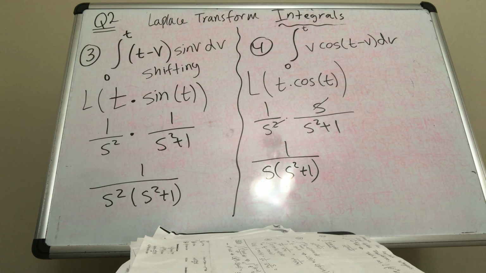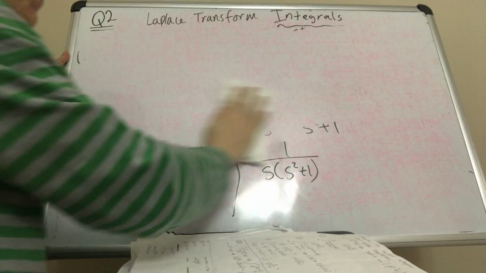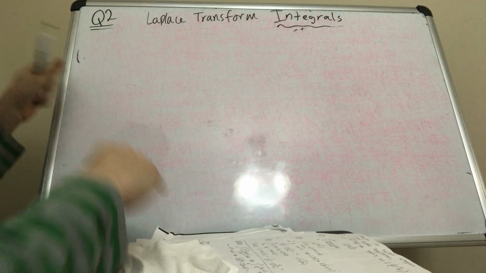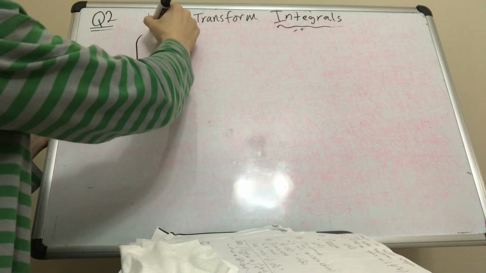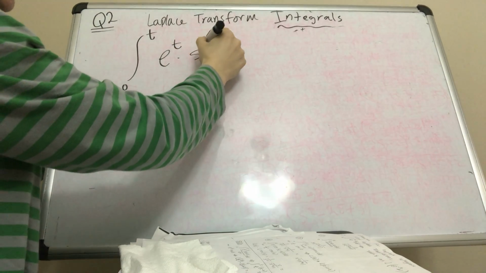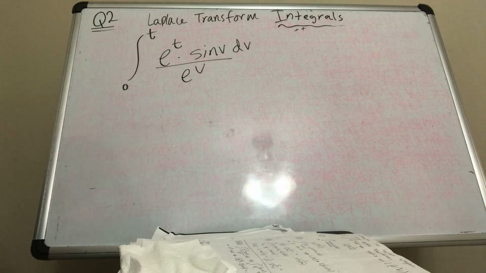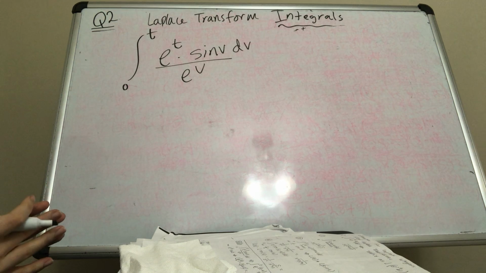Good? So now we can do the one in the homework worksheet. It was the integral from 0 to t of e to the t sine v dv e to the v. By the look of it, you don't know, do we treat it as the one with no shifting, or do we do it as shifting?